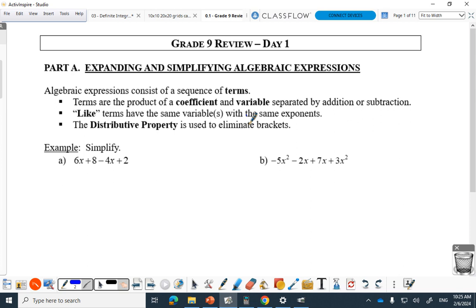Algebraic expressions consist of a sequence of terms. Terms are the product of a coefficient and a variable. So each term in there always has a coefficient and a variable. Like when you see that first term, 6x, it has a coefficient, 6, and a variable, x. And even when we see just x by itself, there is a coefficient out there.